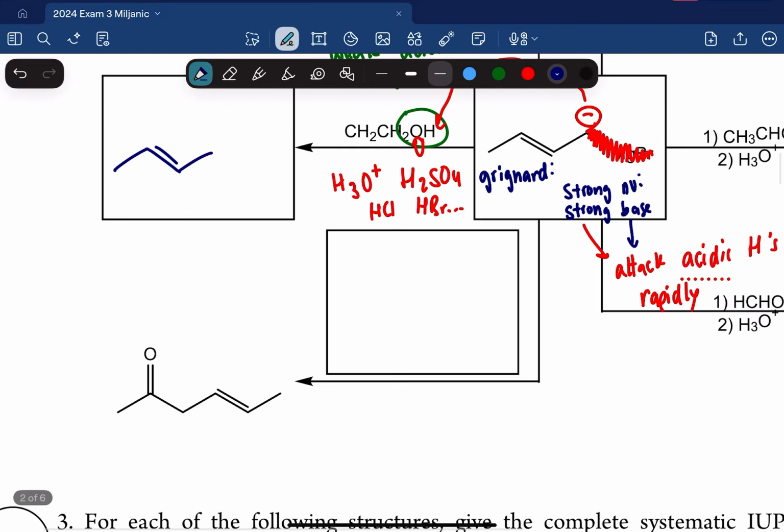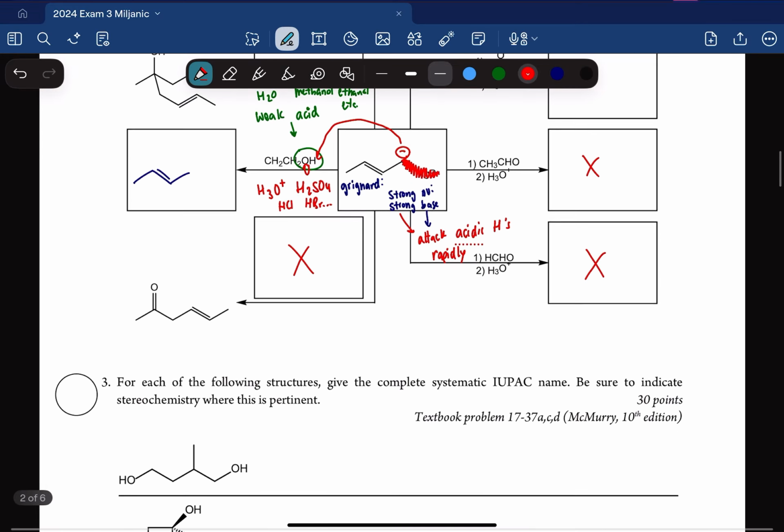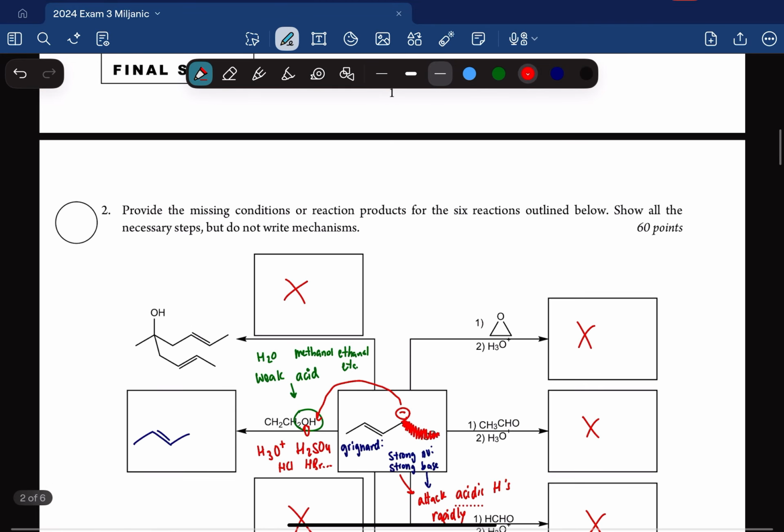Okay, now on this bottom one here, we need to figure out how can we form this ketone structure. And from the looks of it, it's an alcohol reaction. So you're gonna make an alcohol and then oxidize it, but you don't need to worry about that. So all the red X's indicate alcohol reactions. And you don't need to know that, so don't worry.